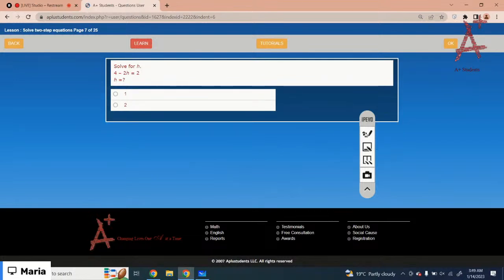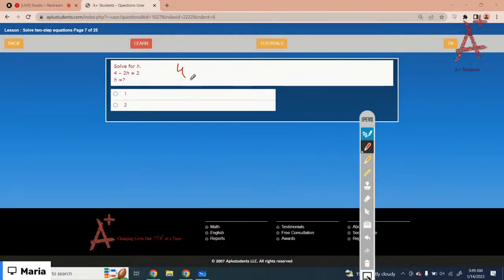Okay, the next one is 4 minus 2h equals 2. You have to add 2h both sides. Got it? Because 2h is subtracting and the opposite of subtraction is addition. So it would be 4 equals 2, take away 2h. Adding. So 2 is adding to this side, subtract 2 both sides.